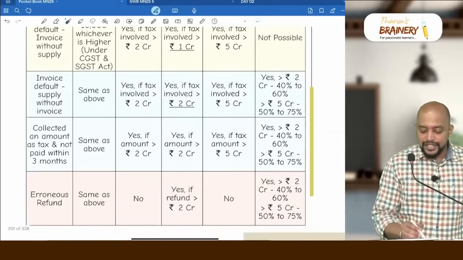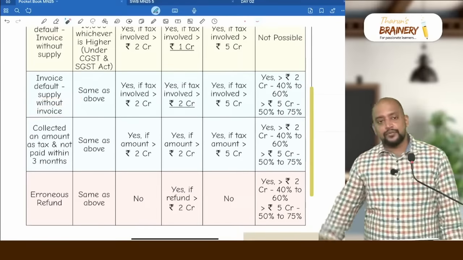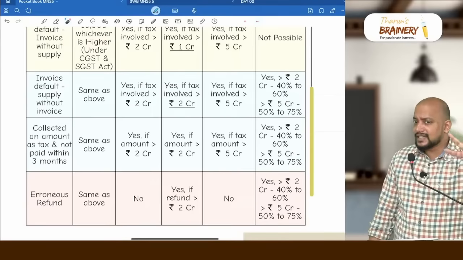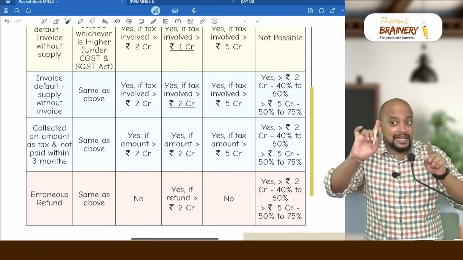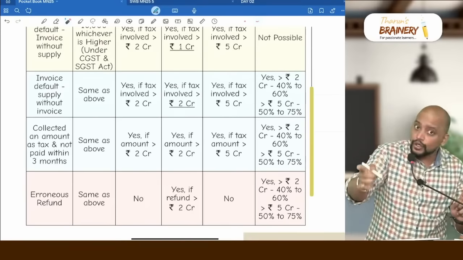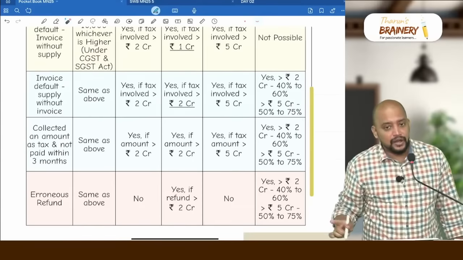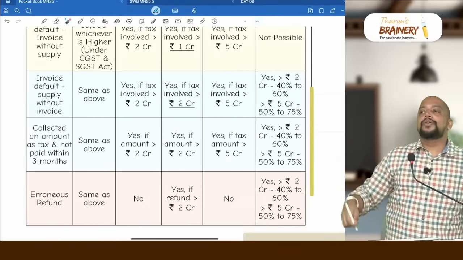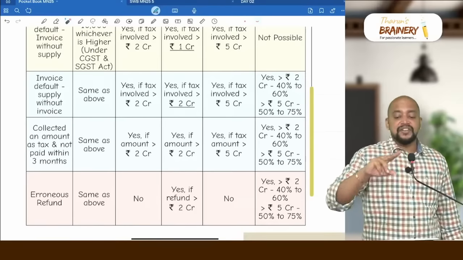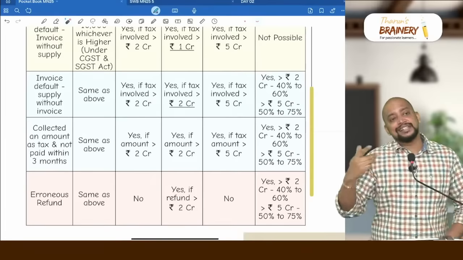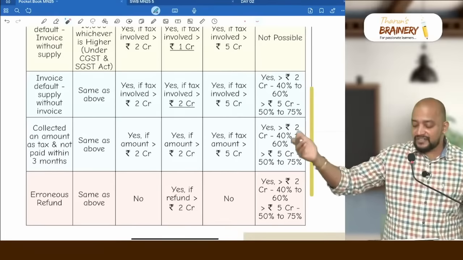Then invoice default, supply without invoice: penalty same. Arrest: yes, if it exceeds 2 crores. Imprisonment: yes, if it exceeds 2 crores. Cognizable and non-bailable: yes, if it exceeds 5 crores. And what about compounding? Compounding, if it exceeds 2 crores, 40 to 60%. If it exceeds 5 crores, 50 to 75%.